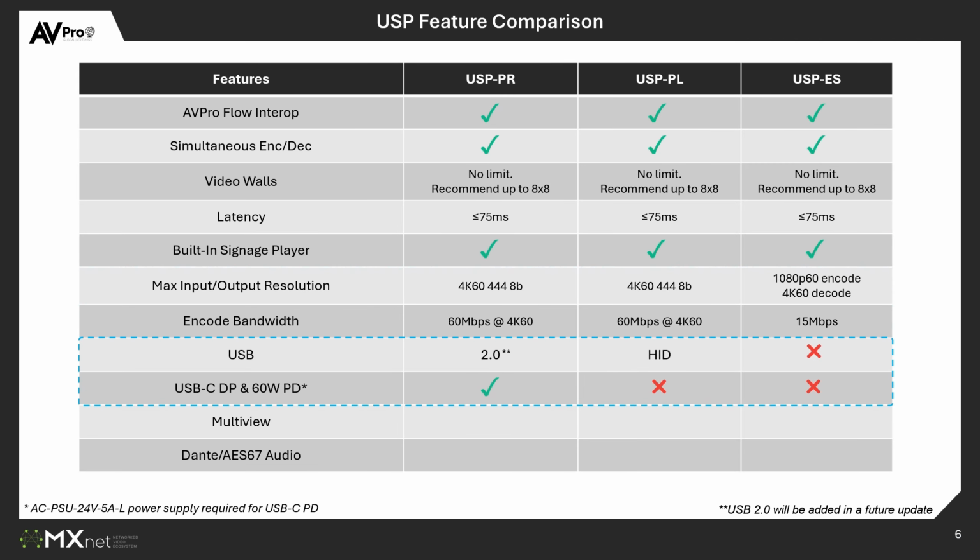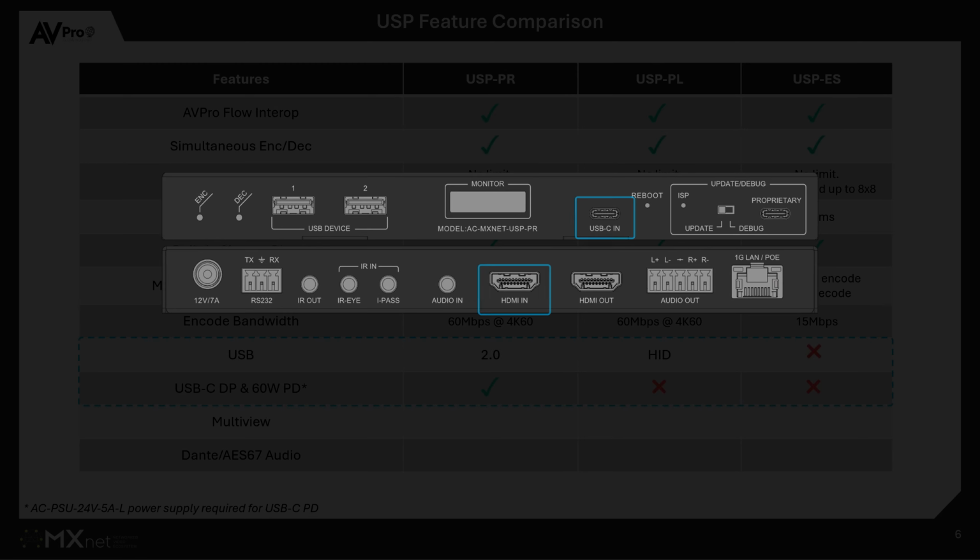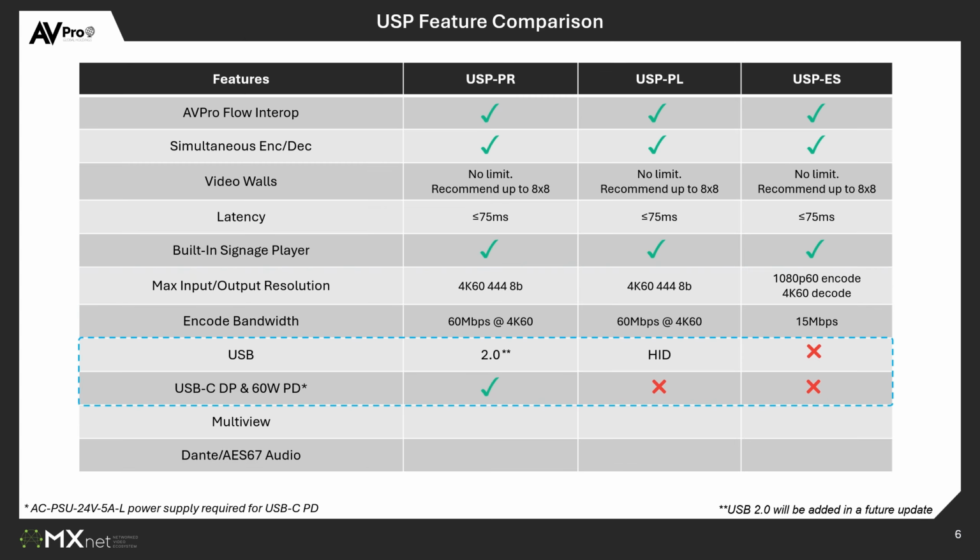USB routing and extension is a functionality that's built for the Pro and Plus models. The Pro model supports USB 2.0 data rates, and the Plus is designed for HID applications. The Pro model also supports DisplayPort Alt mode through the USB-C connection, along with 60-watt power delivery. This means that the Pro has two video inputs, a USB-C and HDMI. These inputs can be configured as auto-sensing or manually switched through API commands. 60-watt power delivery through USB-C does require an external DC power connection to be made.